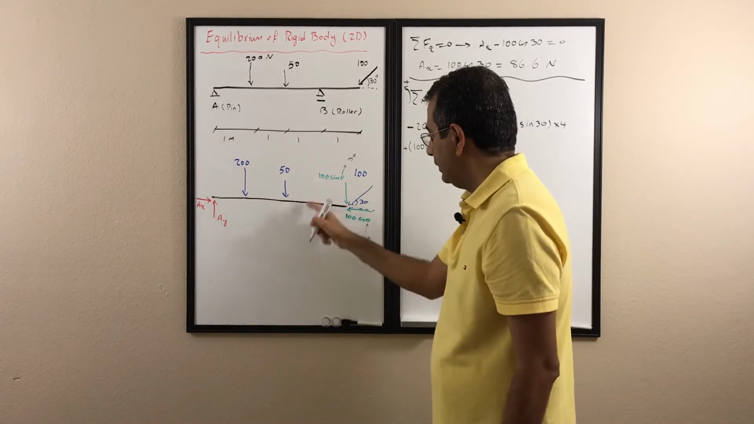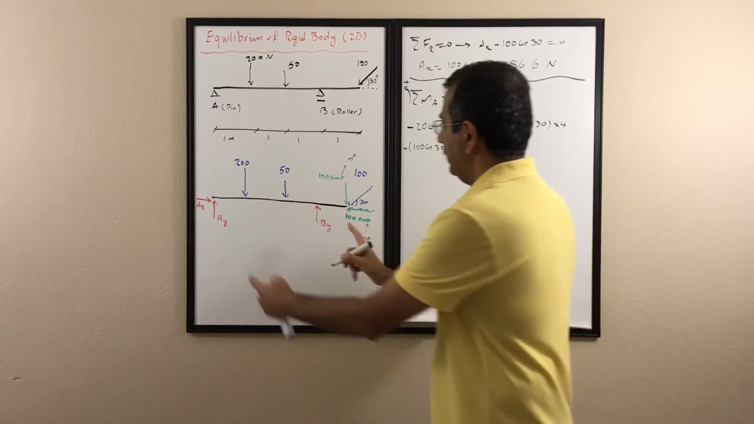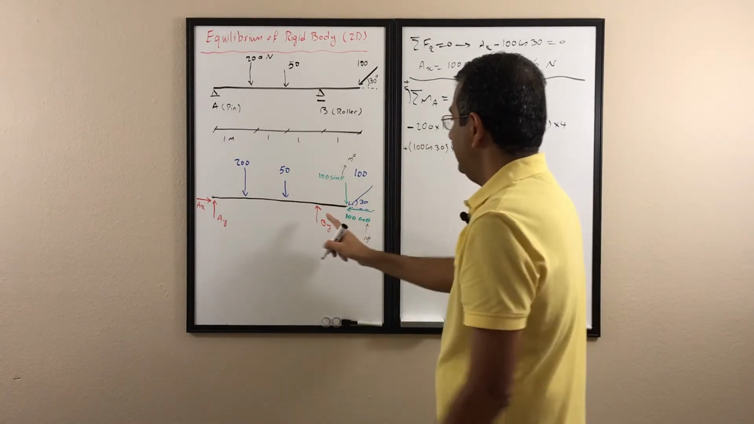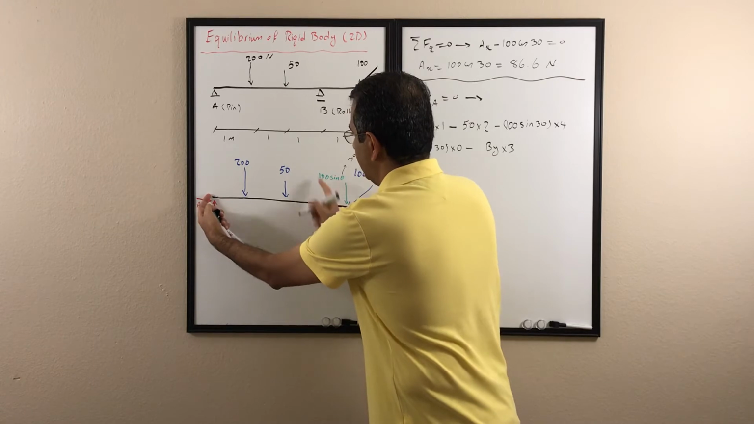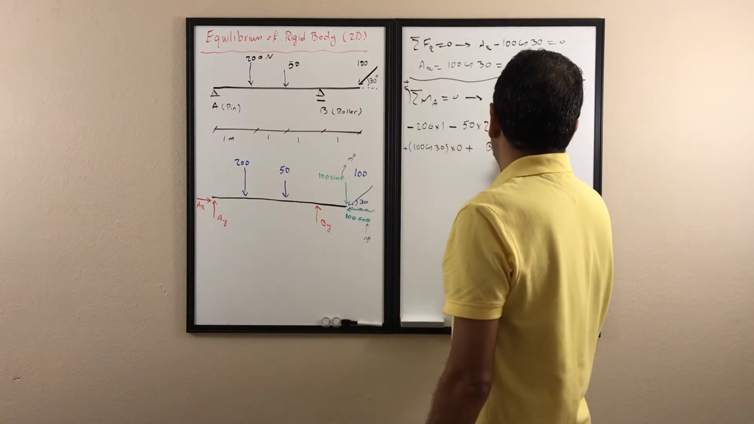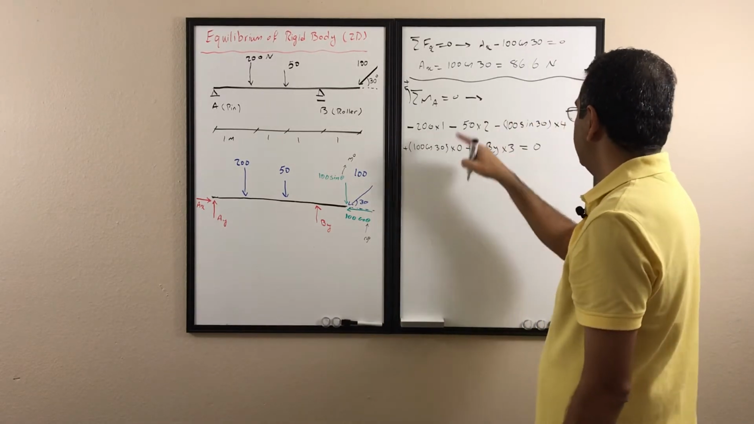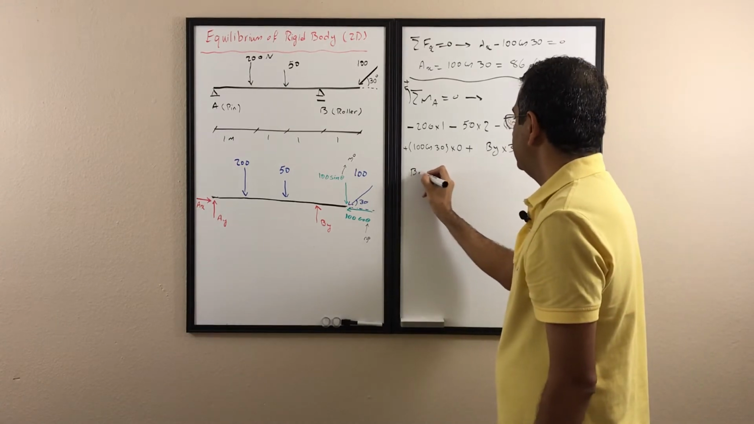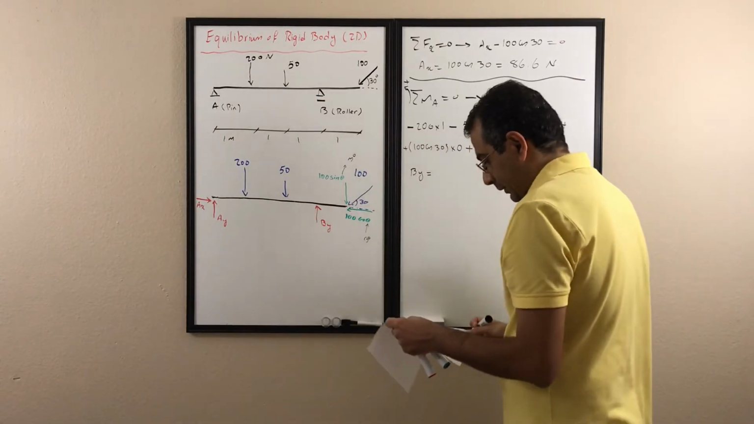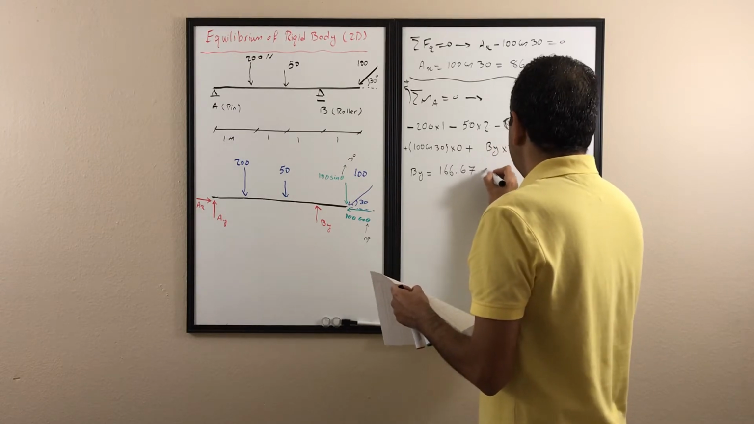The only force left is BY. So I'm going to write BY, and the normal distance from BY to point A is 3, so times 3. It rotates the beam about point A in a counterclockwise direction, so it's going to be positive. If you look at this equation, the only unknown is BY, and everything else is known. So if I solve that equation for BY, the value I'm going to get is 166.67 Newton.